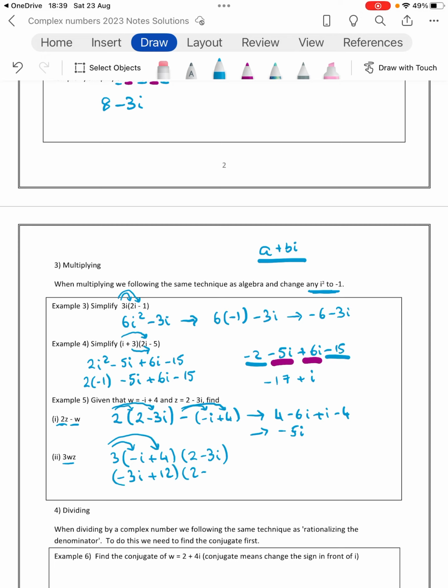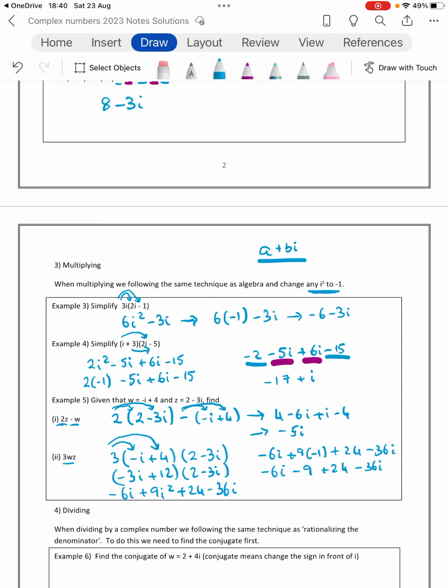And now I'm going to multiply that by the 2 minus 3i. Same as we did in example 4. So I'm going to multiply the minus 3i by the second bracket and the plus 12 by the second bracket. So minus 3i by the second bracket is minus 6i plus 9i squared. Now the 12 by the second bracket is 24 minus 36i. Remember, i squareds are going to change to be minus 1. So I now have minus 6i plus 9 times minus 1 plus 24 and then minus 36i. Minus 6i minus 9 plus 24 and minus 36i.